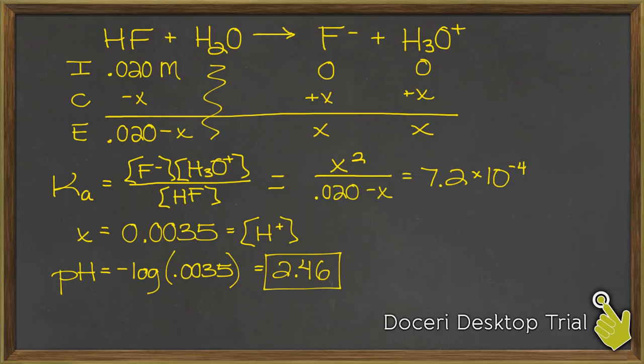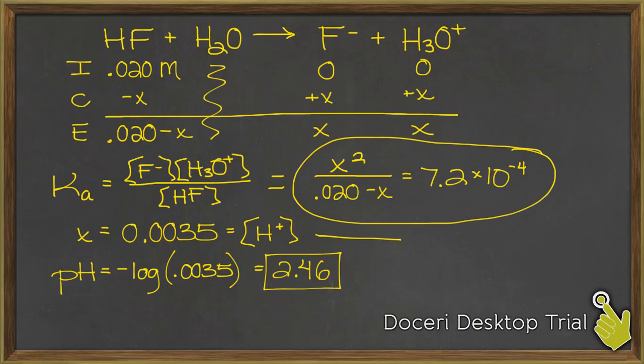So if I come over, you can see my reaction up at the top. I've substituted in that initial molarity, filled out my ICE table, set up my equilibrium expression right there. I put it in my calculator, I graphed it, found the intersection point, which is X, and X just so happens to be equal to H plus.